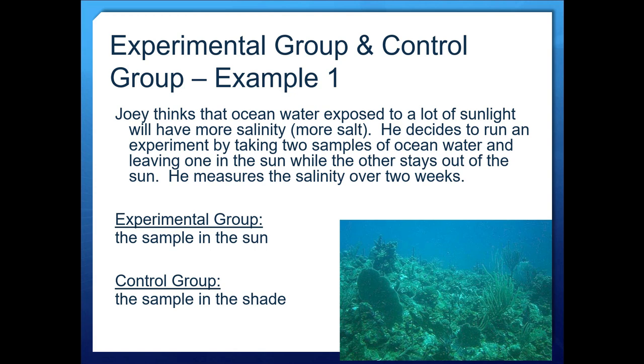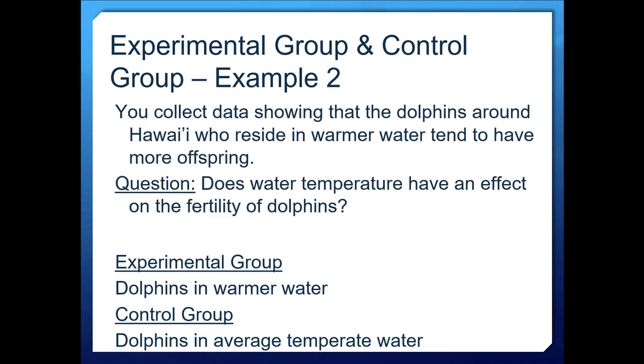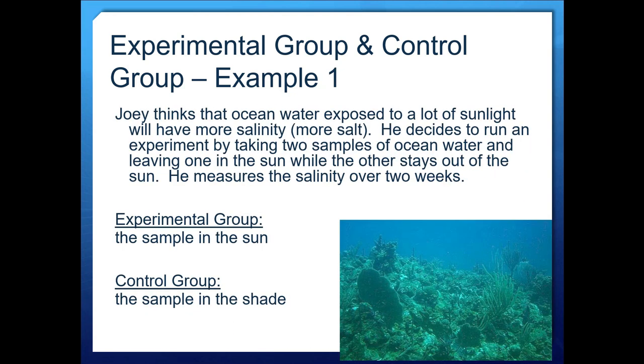So the experimental group is a sample in the sun. The control group is a sample in the shade. Why? You're changing the temperature with the sun, and that would show if there's any effect of the sun on the water. The control group, the one you compare it to, will be a sample in the shade. So there's no sunlight and there's no change in temperature. You see what happens. You need a comparison between 2 groups whenever you do an experiment.